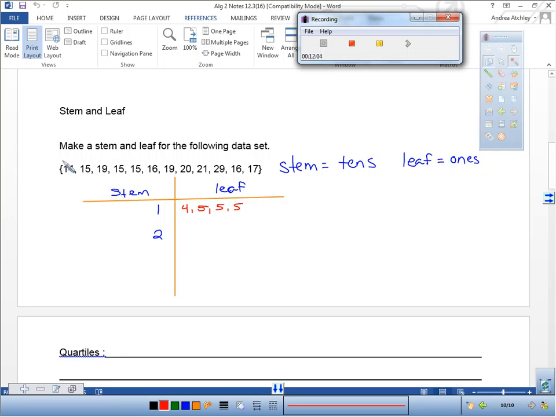So 14 is 1 for the tens place value, and 4 for the ones. 15 is 1 for the stem, and then this. And I'm going to cross out all the ones that I've done already. We're going to do 16, then 16 again, then 17, then 19, and 9. Then 20 is 0, and 1, and 9. Are we good? And that's the stem and leaf.